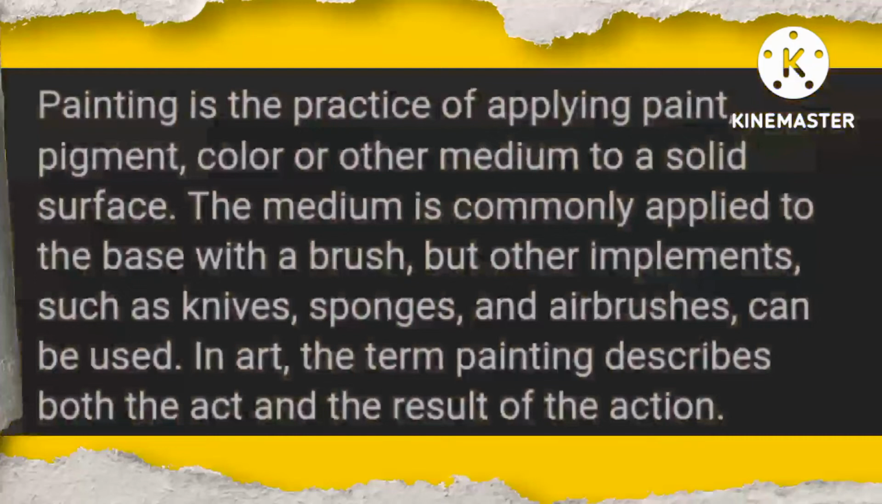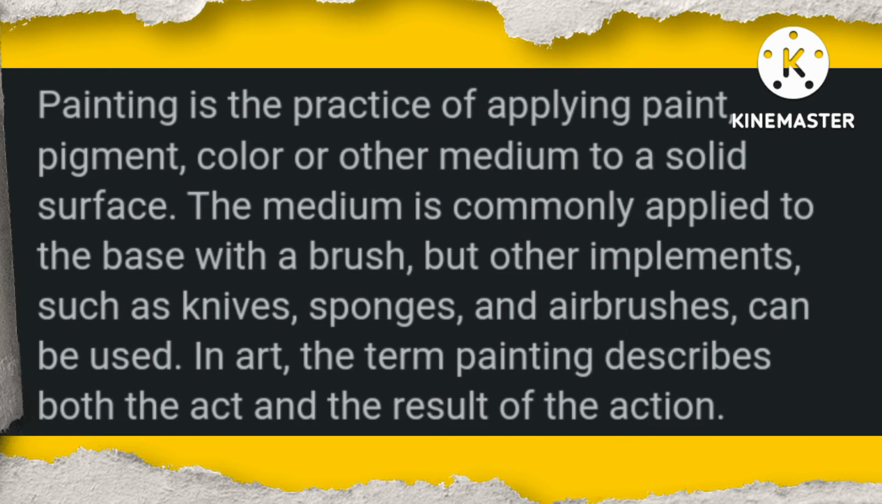Painting. Painting is the practice of applying paint, pigment, color, or other medium to a solid surface. The medium is commonly applied to the base with a brush, but other implements such as knives, sponges, and airbrushes can be used. In art, the term painting describes both the act and the result of the actions.